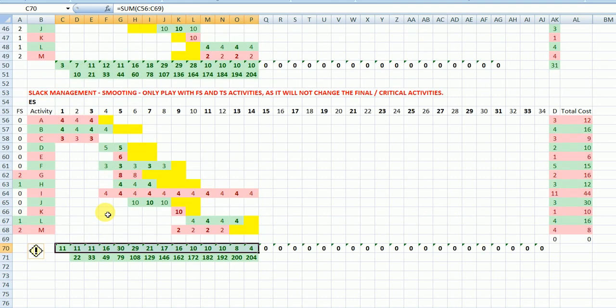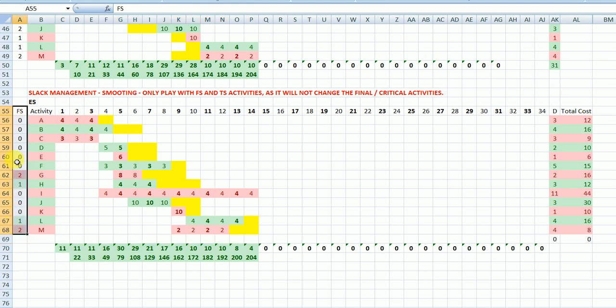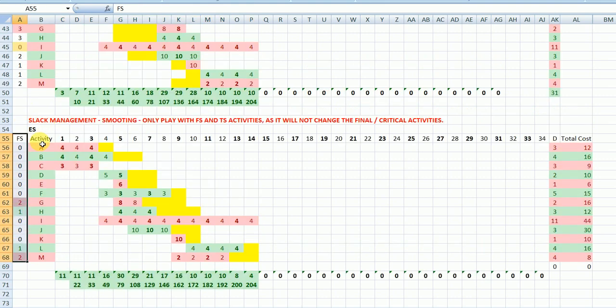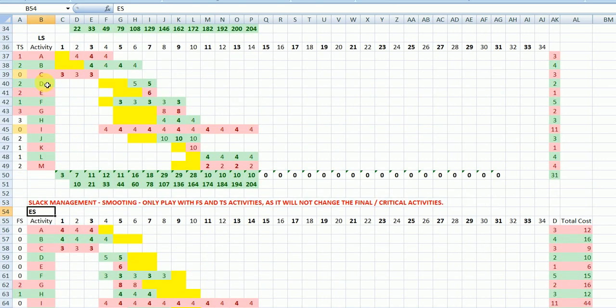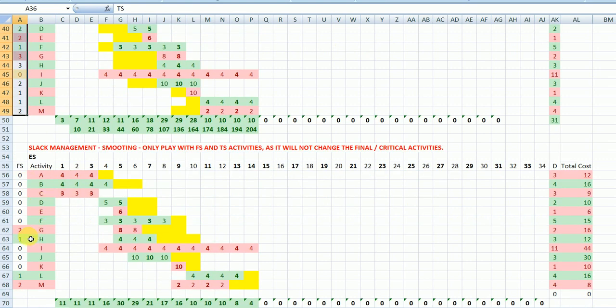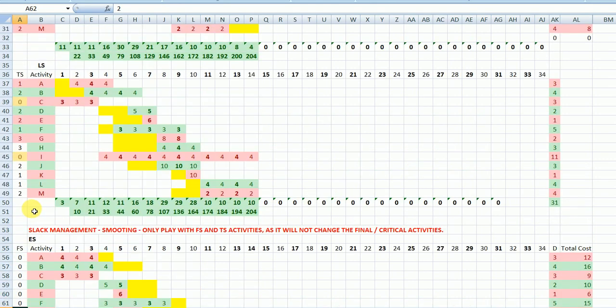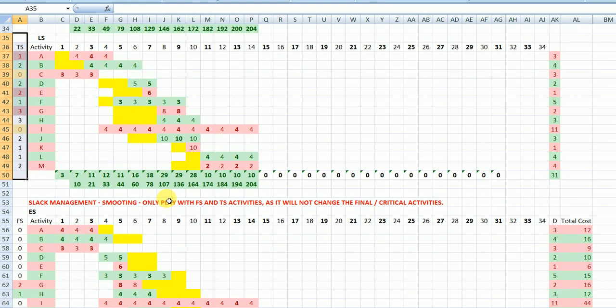Generally there is a rule. First you touch free slack activities, which you do on the early start. Generally you do it in the early start, rarely in the late start. Then you go for the total slack activities. So what I'm trying to convey is, first start with G and H, and L and M, these free slack activities. Then go for total slack. This is the story here.